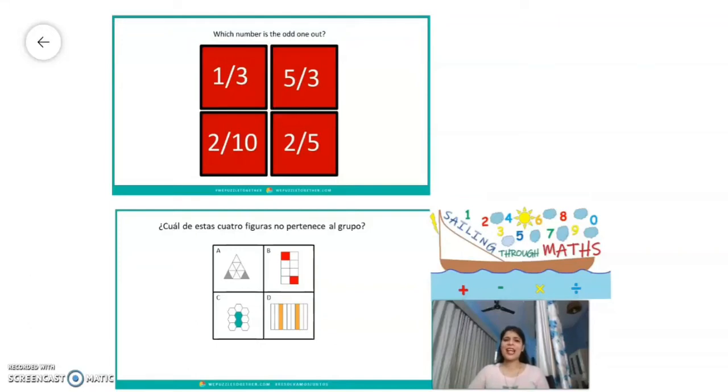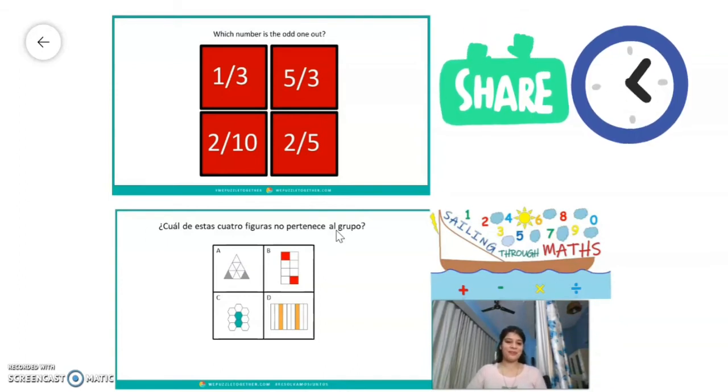So let's have a look at today's puzzles. Today's puzzles are based on a very general and interesting topic, odd one out. In my first puzzle, there are four numbers and you have to identify the odd number out of these four numbers. While in the second puzzle, there are four figures and you have to identify the odd figure out of these four figures. So before I give you answers and before I start with the explanation, I would like to give you a minute to think about the answer and then we can start with the explanation.